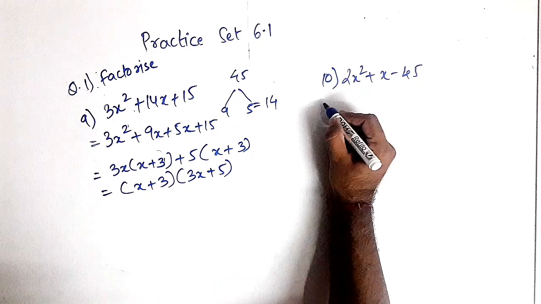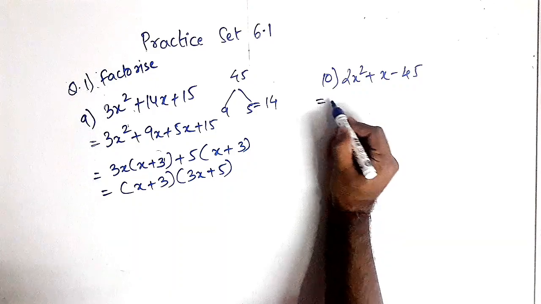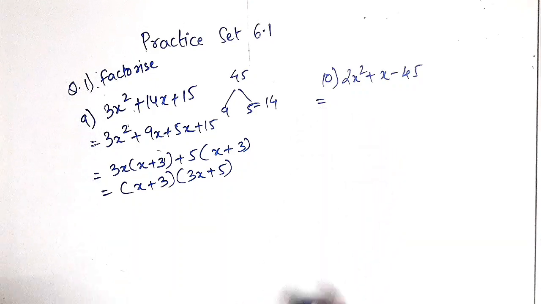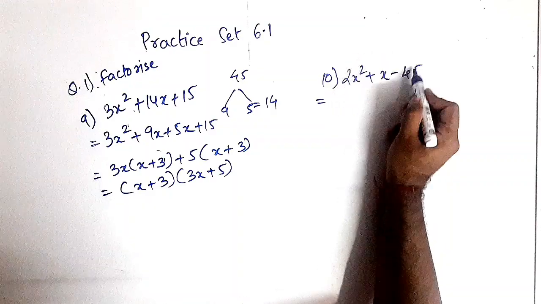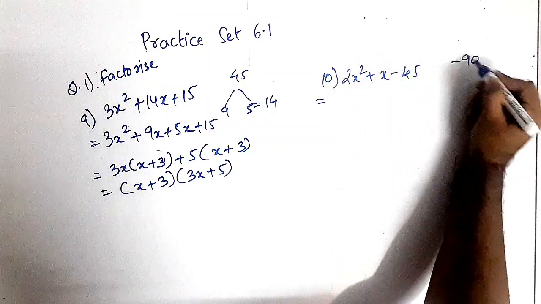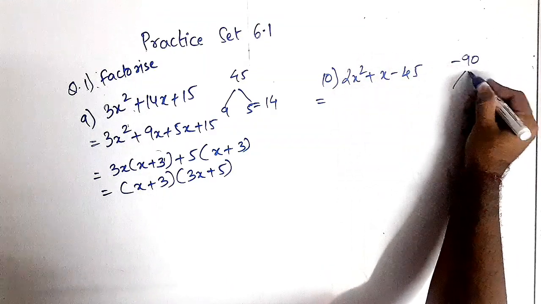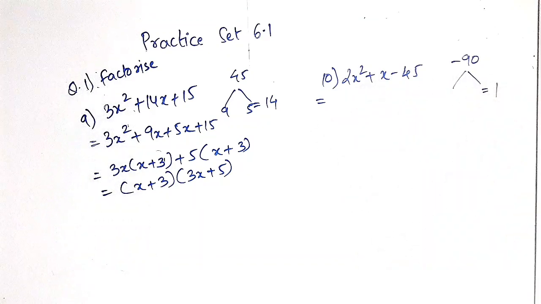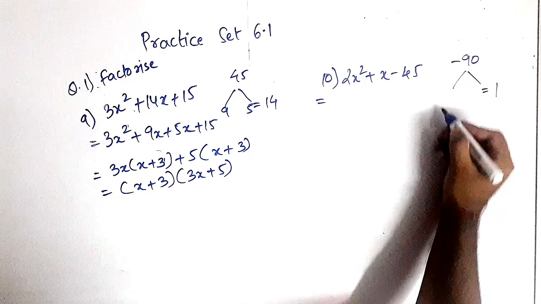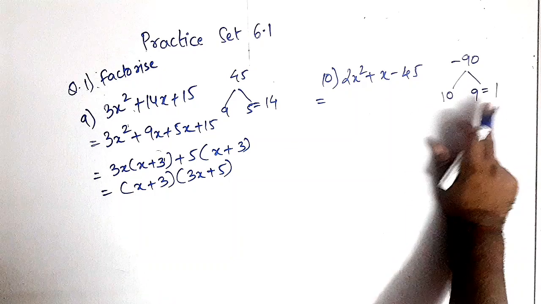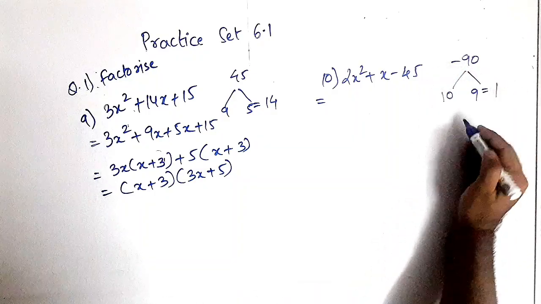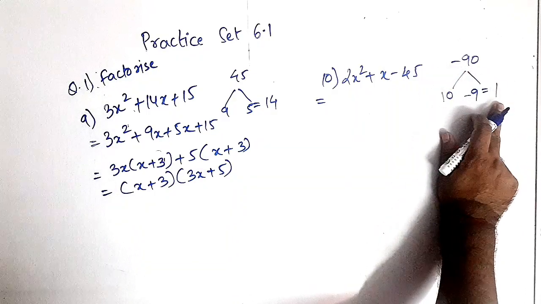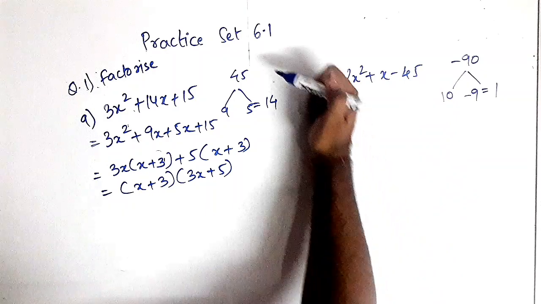Now you can see the product here is 45 twos are 90. I will write it minus 90, and the sum I want is 1. Very simple. 10 nines are 90, so 10 minus 9 will give you the answer 1. I want minus 90, so 10 minus 9 plus 1, and this will be minus 90.